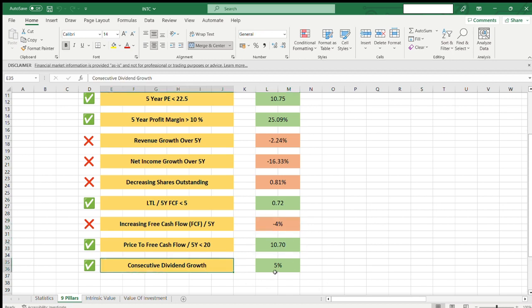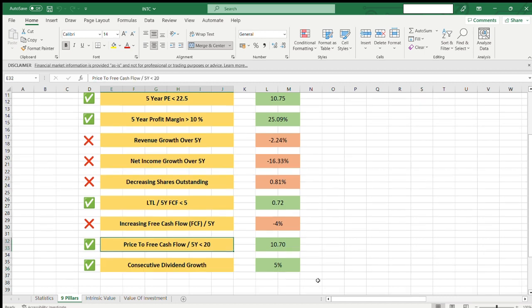Now, take into account that for this value, I did not add the recent dividend cut, as I do believe that the company will recover quite swiftly, and within the next 5 to 6 years, the dividends will be back up to where they were before the dividend cut.